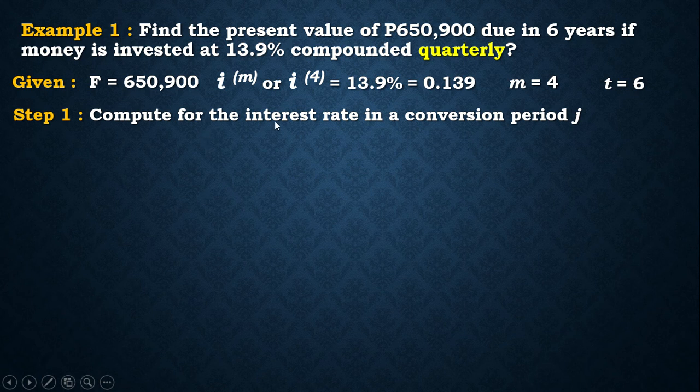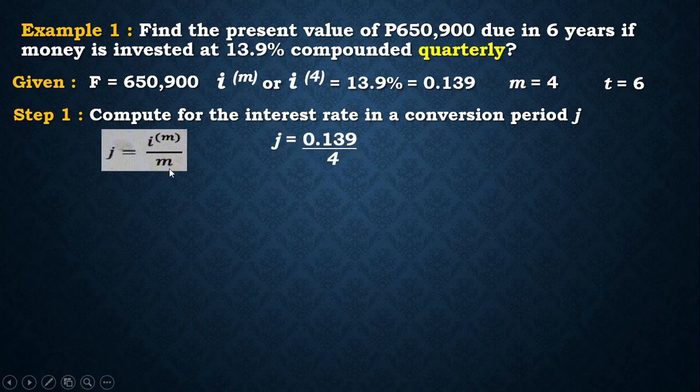Step 1, we have to compute the interest rate in a conversion period, j. The formula for the conversion period j is j equal to the nominal rate divided by the frequency of conversion. So we substitute the nominal rate, i raised to 4, which is 0.139, and the frequency of conversion m, which is 4. This j we will see later in the formula.